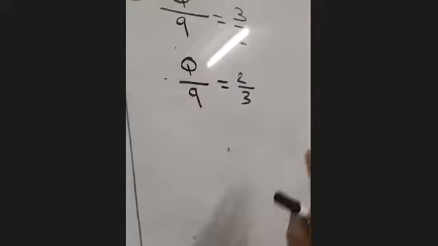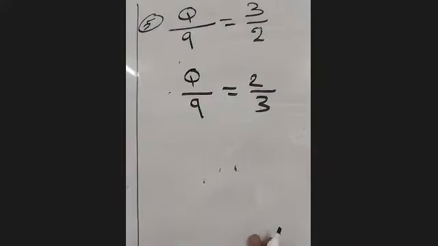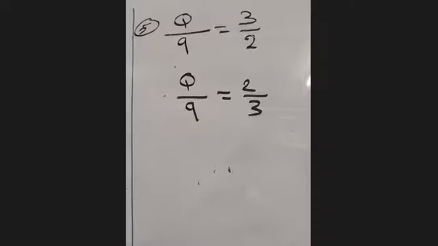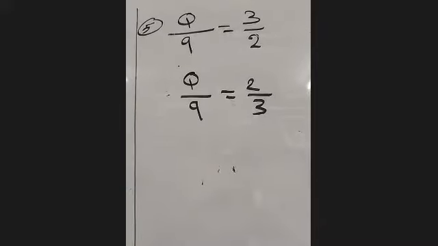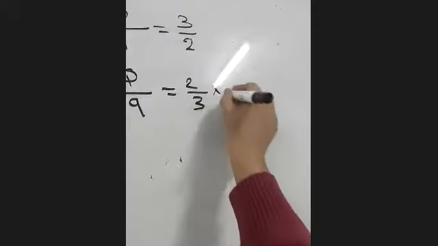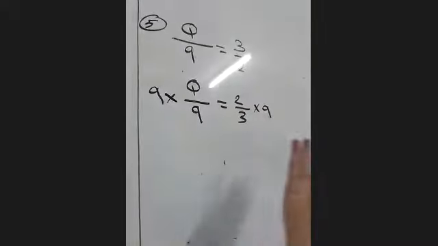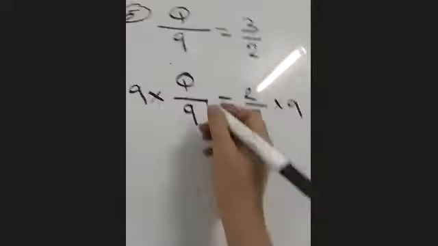What will I do now? Multiply both sides by the divisor of the variable. What is the divisor, Yabni? The divisor is 9. So I'll multiply both sides with 9. That's what you need to say. Yes. Say it: multiply both sides with 9. So now the 9s are gone.